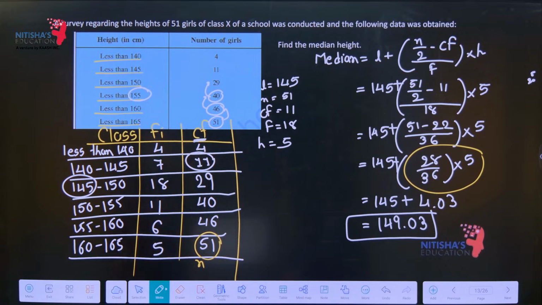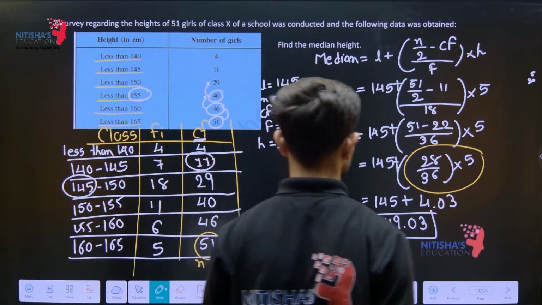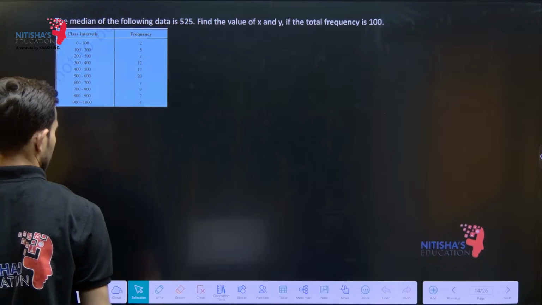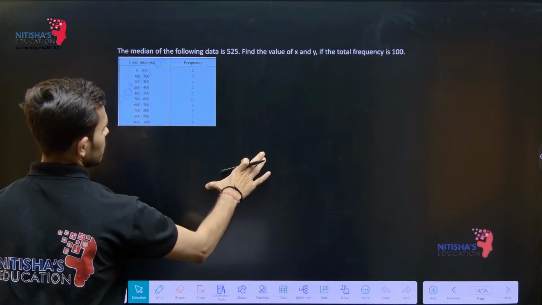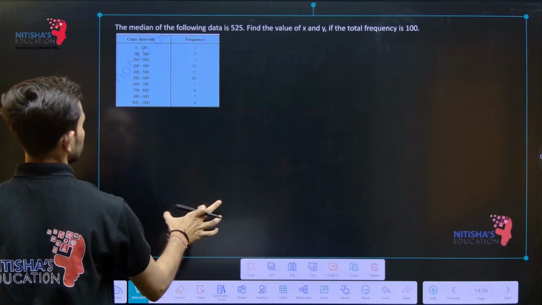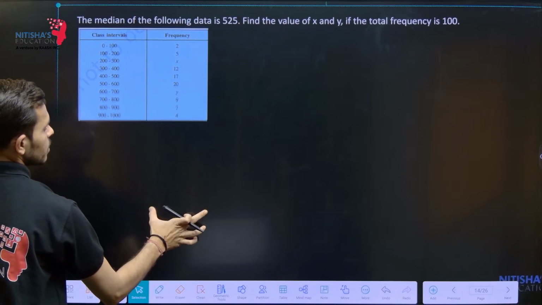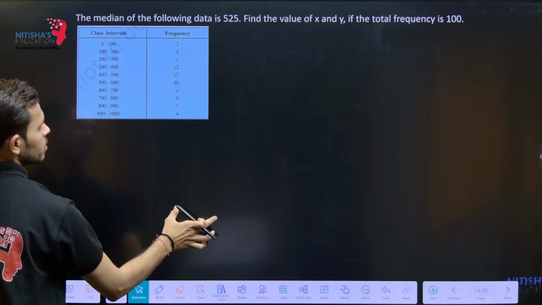Okay, let's go to the next one. This is the sum which may come in your exam, where we have some unknown value of frequency and we need to find it.